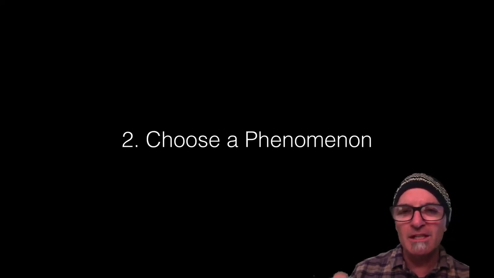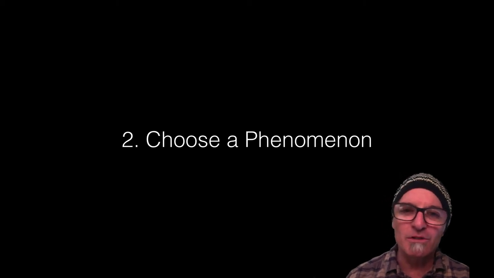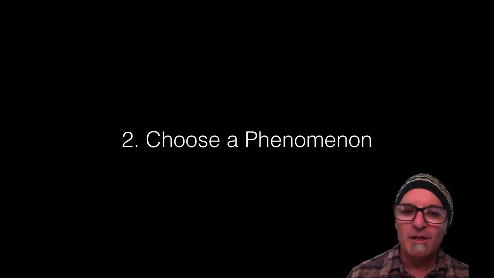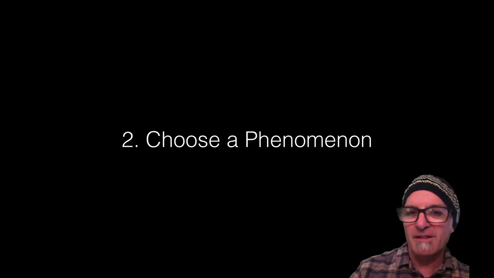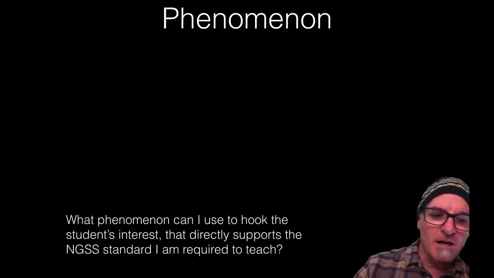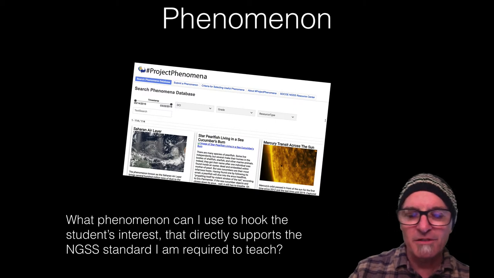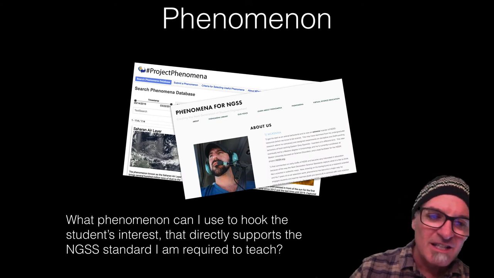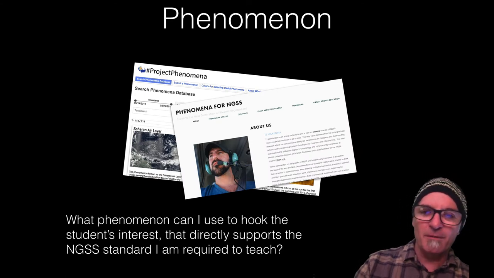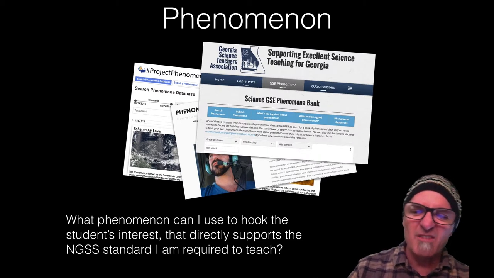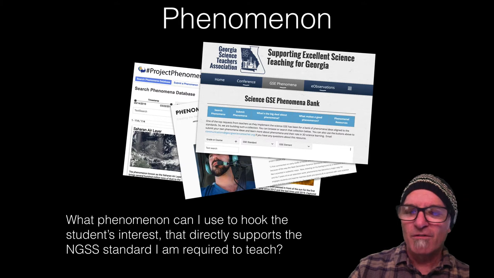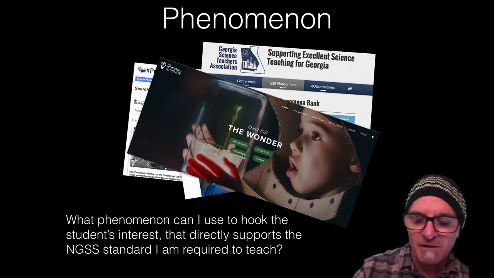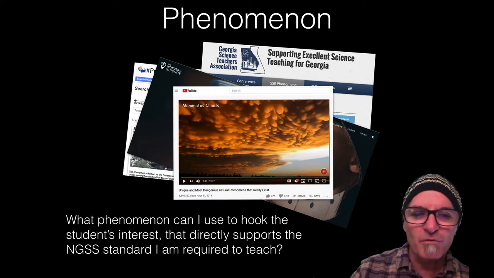So after you've chosen your performance expectation, you want to choose a phenomenon. And again, this is something that Paul encourages. It's not in Roger Bybee's book, but I love this piece: you want to choose a phenomenon that supports that standard. And there's many, many places. There's Project Phenomena, a San Diego County Office of Education resource. You've got TJ McKenna and his Phenomena for NGSS. You've got Teachers for Georgia and its phenomena bank. And then again, Paul Anderson right here. If you click on the phenomena here, you can get quite a bit for different performance expectations.